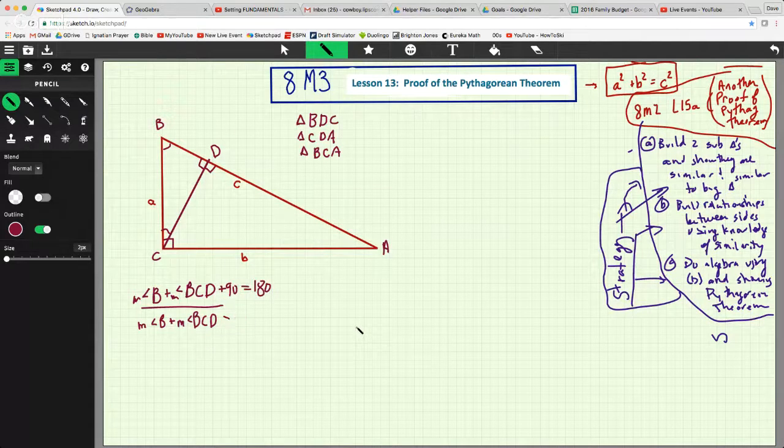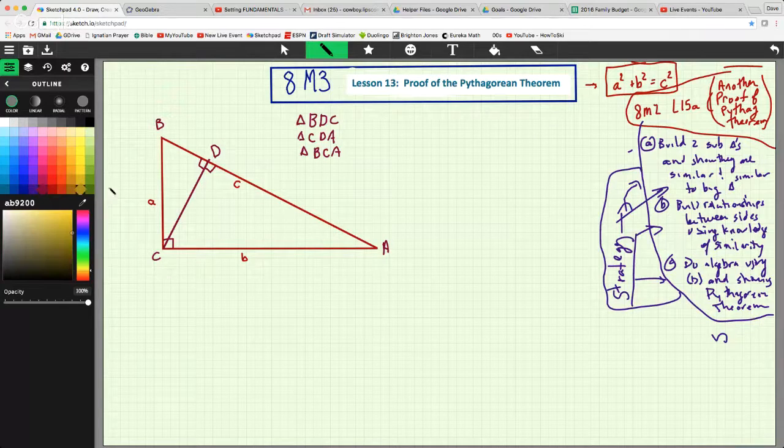So I want to sum up what we learned. Let's not forget what we learned. Let's mark that down, and let's mark it down in yellow here. So we just showed that angle B is congruent to angle DCA.